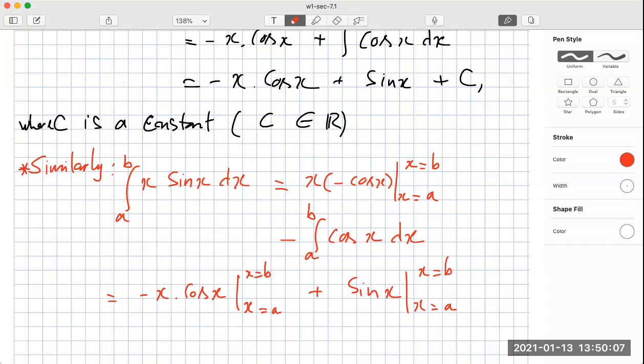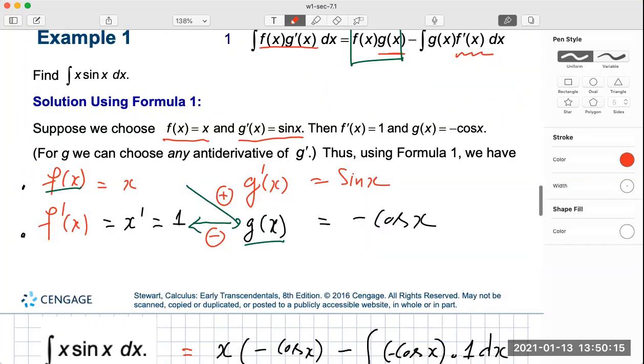So in order to use integration by parts, just remember that we need to define which one is the function f, which one is the function g prime. The second step is to find f prime and find the antiderivative of g prime, then apply the formula, right? That's it, the whole chapter, the whole idea.